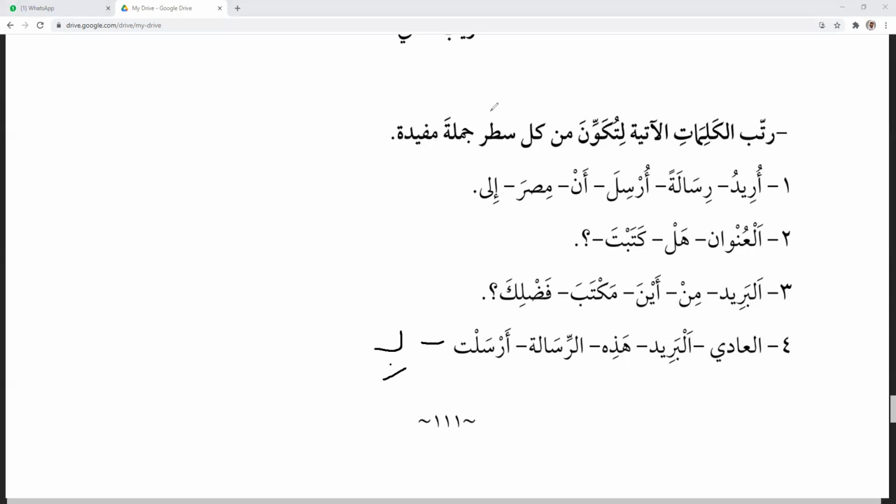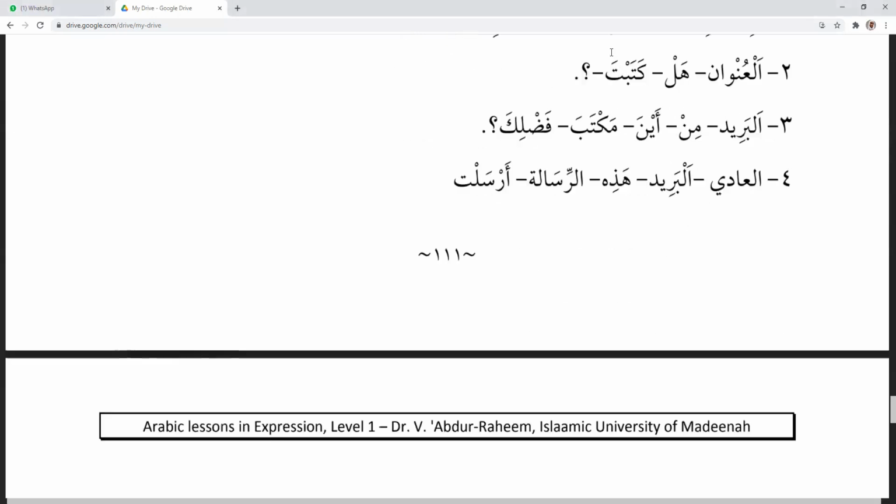I'm just realizing that now. Yeah, so it'd be "أرسلت هذه الرسالة بالبريد العادي." I sent this letter with the regular mail. You see where I was coming from, or I just lost you? Yes, I see. Exercise five: read and translate.